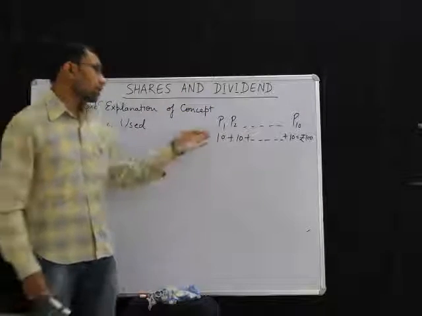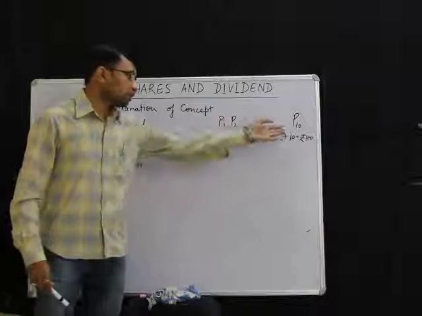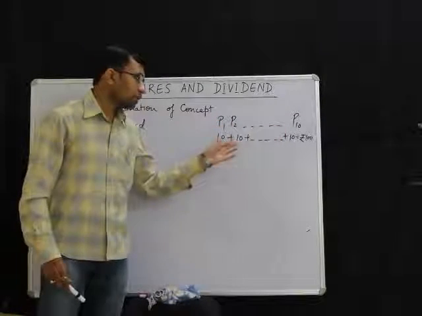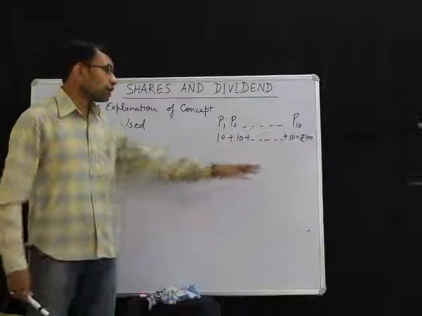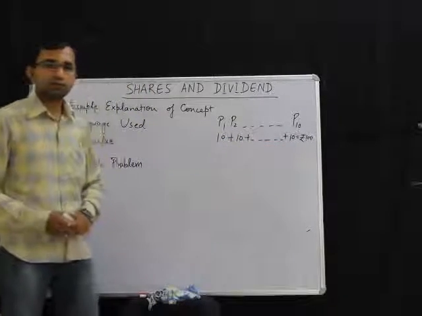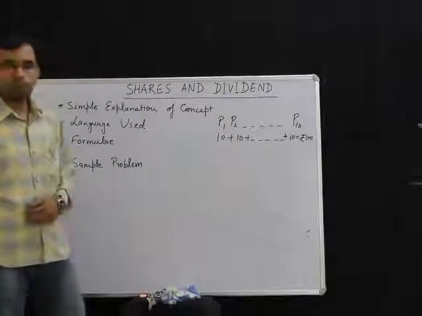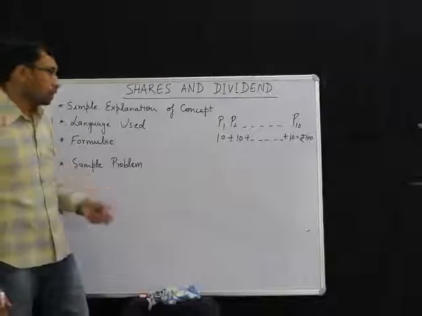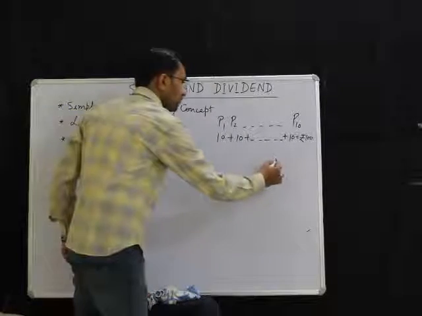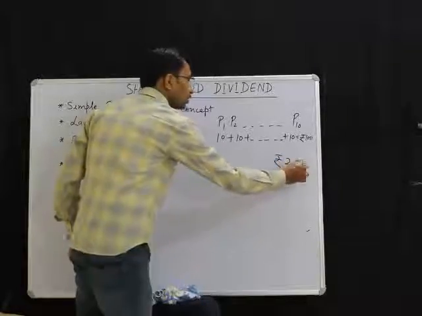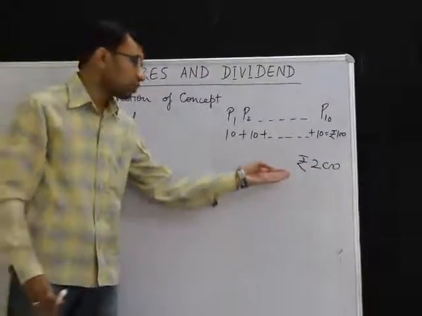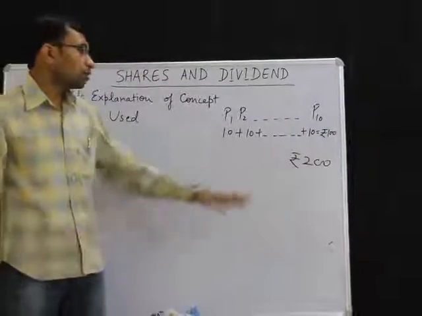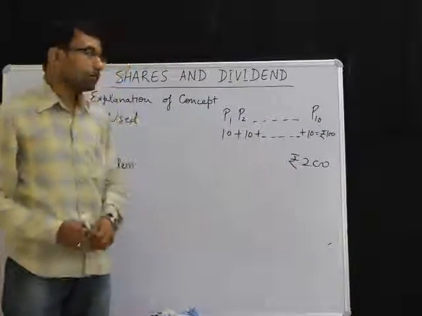Now suppose, as I explained earlier, there are 10 persons P1, P2, up to P10 who have invested 10 rupees each in the company to make it 100 rupees. So the company was started with 100 rupees, but after some time the company started earning some profit. Let us say after 1 year the value of the company became 200 rupees, like some of the goods were bought for 100 and they were sold for 200. So now 200 rupees will be the total worth of the company.